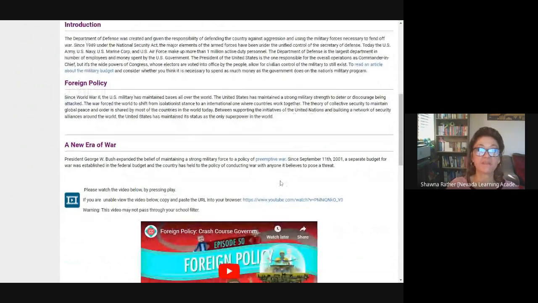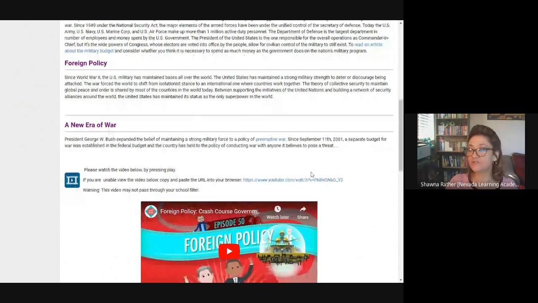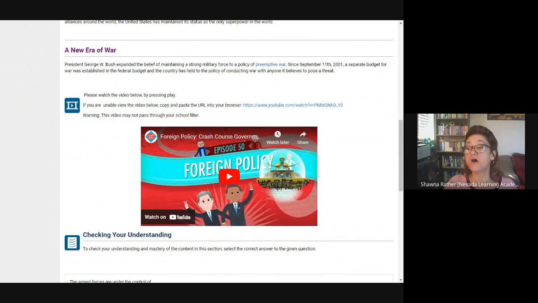That kind of idea. President George W. Bush expanded the belief of maintaining a strong military force, basically to a policy of preemptive war. This came after September 11th in 2001, where a separate budget for war was established in the federal budget, and the country has held to the policy of conducting war with anyone it believes to pose a threat. Once we got hit on our soil, much like Pearl Harbor, the thought process was never again, it's not going to happen. So we do have a crash course video on foreign policy.